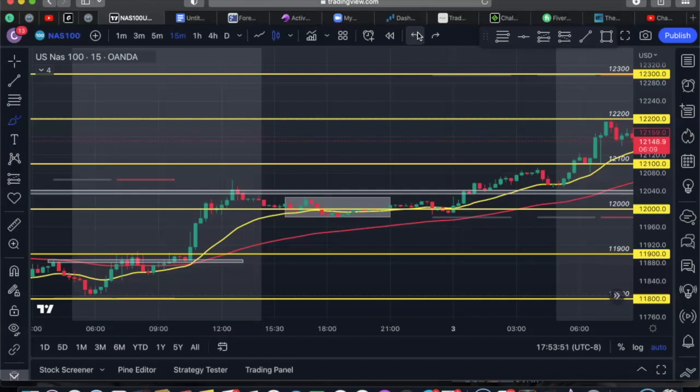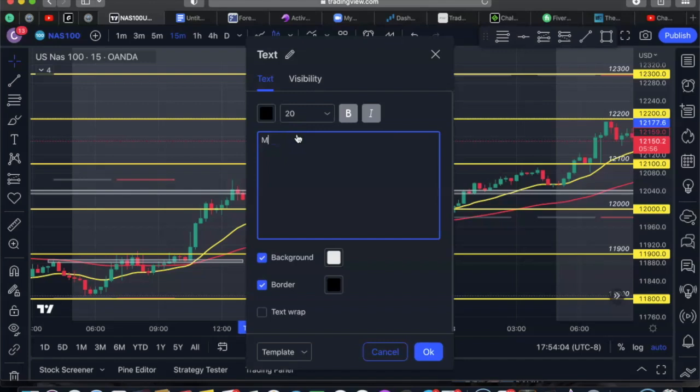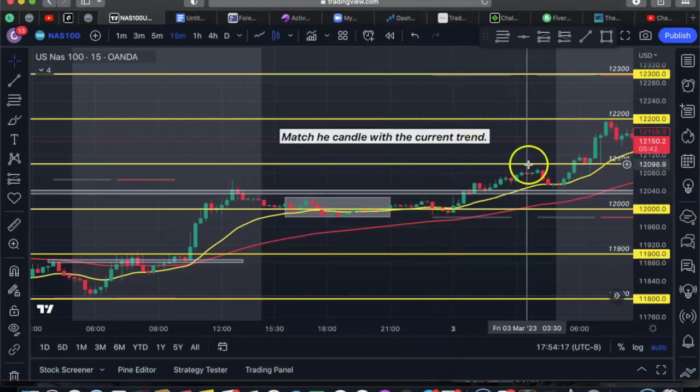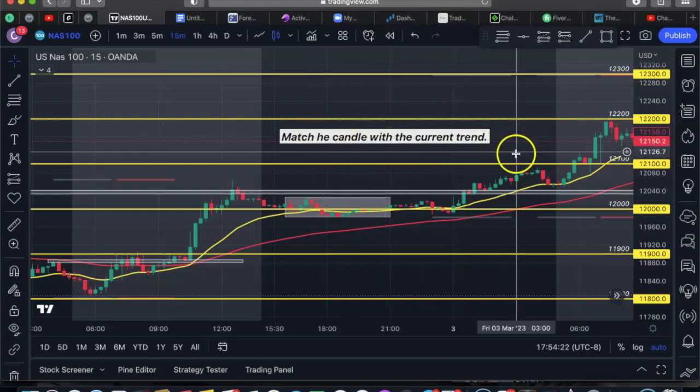So it's not like we see the 66 crossing over the 20 and that's an instant buy. We want to see some type of confirmation candle tell us, okay, price is going to start pushing up. Price is going to start pushing down. And I think the best way to do that, let me write this out for you guys: match the candle with the current trend. Sometimes I type way faster than my mind moves. So you want to match the candle with the current trend.